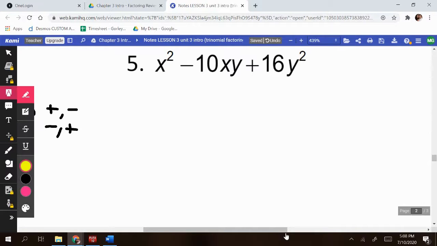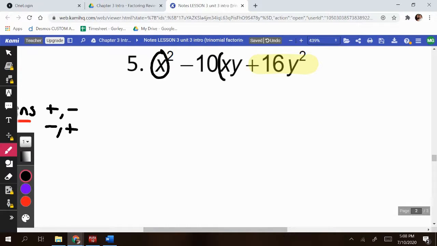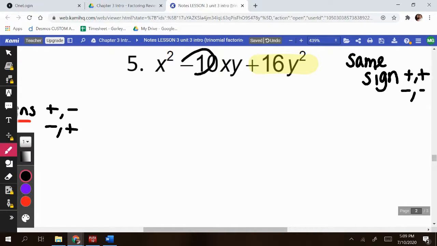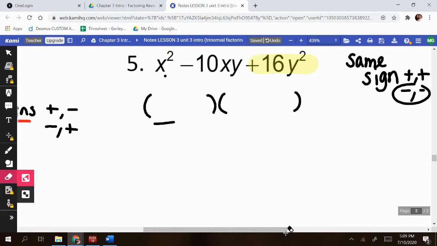Okay, and this last one here, we see a positive 16y squared. It's okay that that last term is not a constant because we actually have 2 variables in this expression, both x and y. So I think that this is still going to work where we're going to use the same sign, either plus plus or minus minus. Because I see a negative 10, I'm guessing we're going to use the minus minus. Okay, set up my parentheses. First times first has to give me x squared. So I know that I'm going to fill that in with x and x.